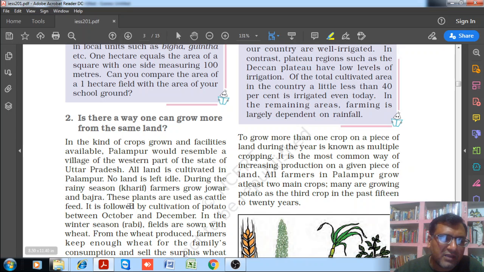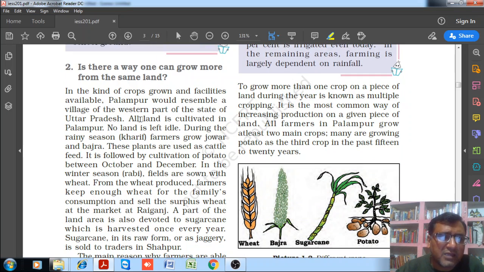Now we are on the second topic: is there a way one can grow more from the same land? On the basis of the previous aspect that land is fixed, how can we increase the production? How can we grow more out of the same piece of land? Because we do not have another piece of land to add to the cultivable land. If the population is increasing and we need more from the same land, is there any way to increase the production? Let's see. In the kind of crops grown and facilities available, Palampur would resemble a village of the western part of the state of Uttar Pradesh.